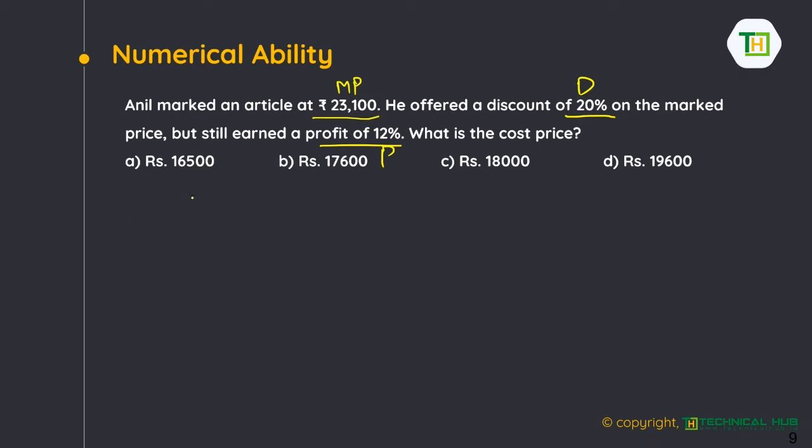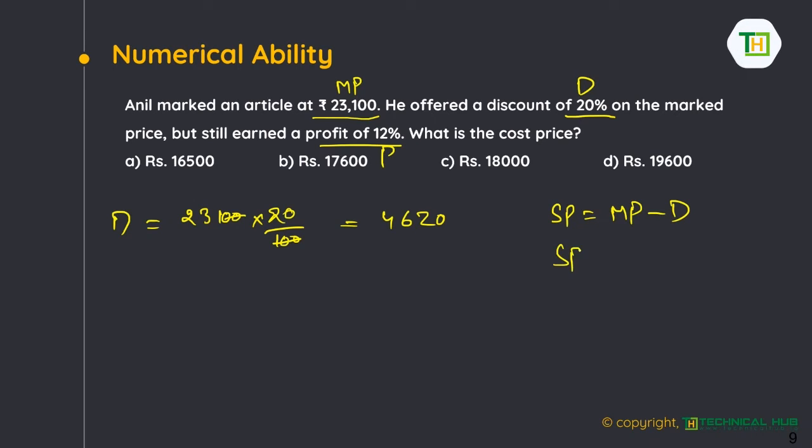Very simple question. If you go by process, then it will be very easy to understand. 23,100 is the market price. Here the discount is 20%. What is the value of the discount? What is 20% of this value? Here two zeros cancel. You can multiply these two. 4620, that is the discount offered by the shopkeeper. So the selling price is equal to market price minus discount.